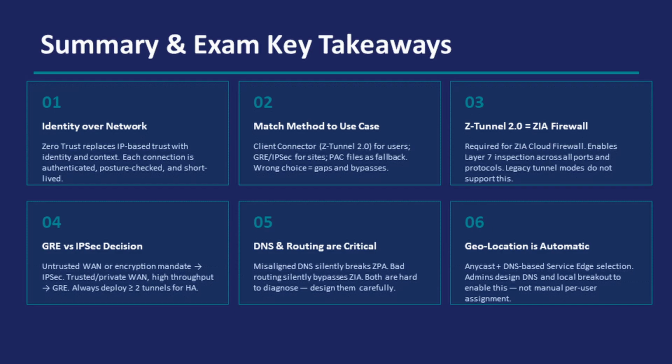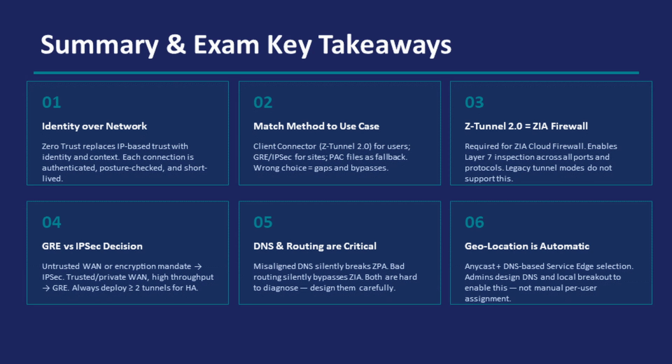The third takeaway is the relationship between zTunnel 2.0 and ZIA Cloud Firewall. This is a hard architectural requirement. zTunnel 2.0 is required for Cloud Firewall. Legacy tunnel modes and PAC files are proxy-based. They handle HTTP and HTTPS only. zTunnel 2.0 encapsulates at the IP layer, covering every protocol and every port. That full protocol coverage is what makes Layer 7 firewall inspection possible. If any exam question mentions ZIA Cloud Firewall, the answer involves Client Connector with zTunnel 2.0.